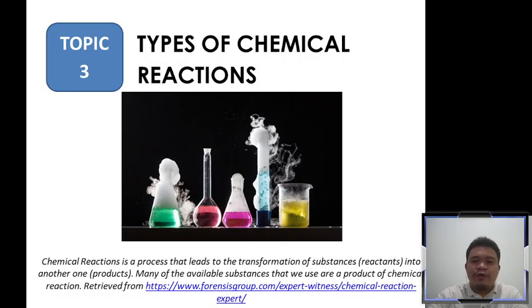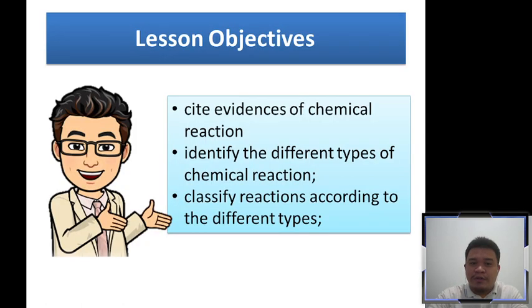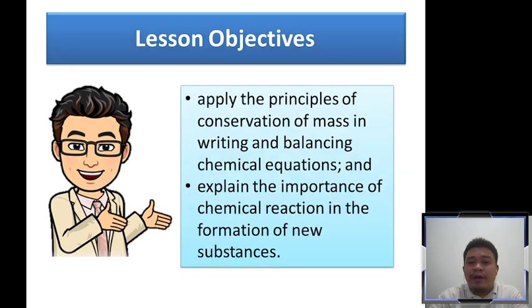Okay, so we will be dealing with the following objectives for this discussion. So first, we will be citing evidences of chemical reaction, as well as identify and classify the different types of chemical reactions. Then another, apply the principles of conservation of mass in writing and balancing chemical equations, and explain the importance of chemical reaction in the formation of new substances.